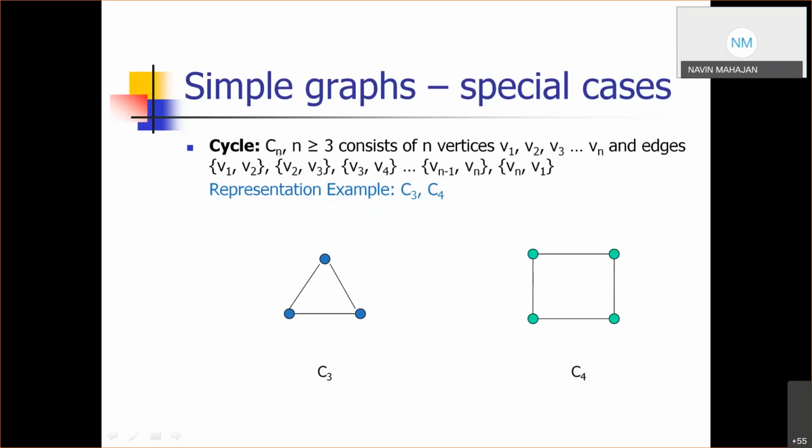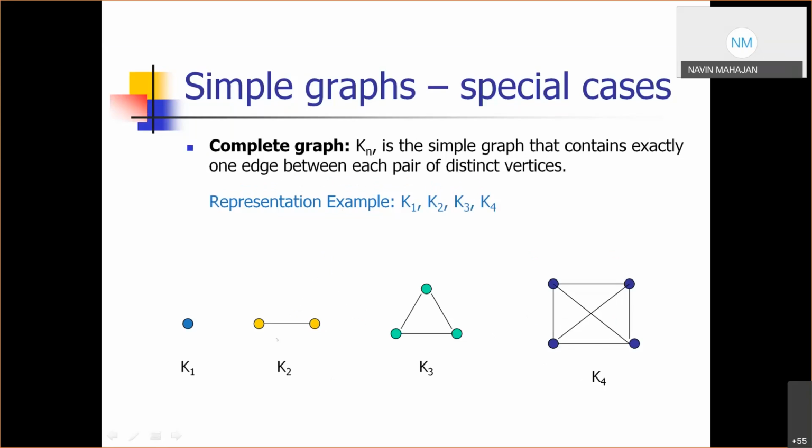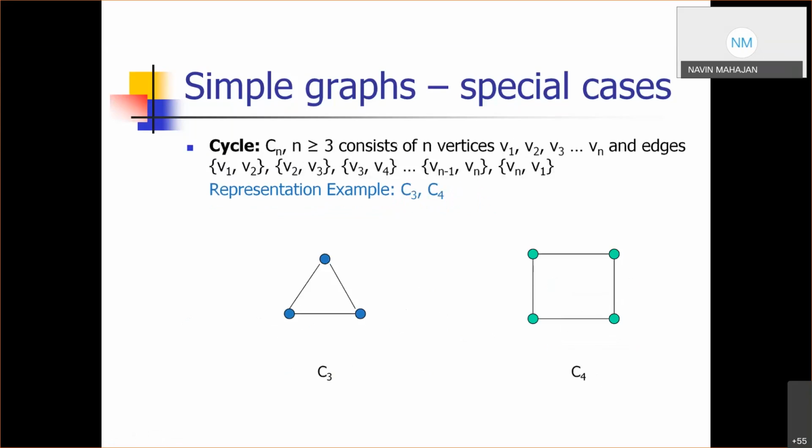Cycle Cn, if nodes are three or more, because if nodes are 1 and 2 there cannot be any cycle. So a cycle where the vertices are greater than or equal to 3 consists of n vertices v1, v2, v3 to vn and edges v1 v2, v2 v3, v3 v4, up to v(n-1) vn and vn to v1. What is the meaning here?